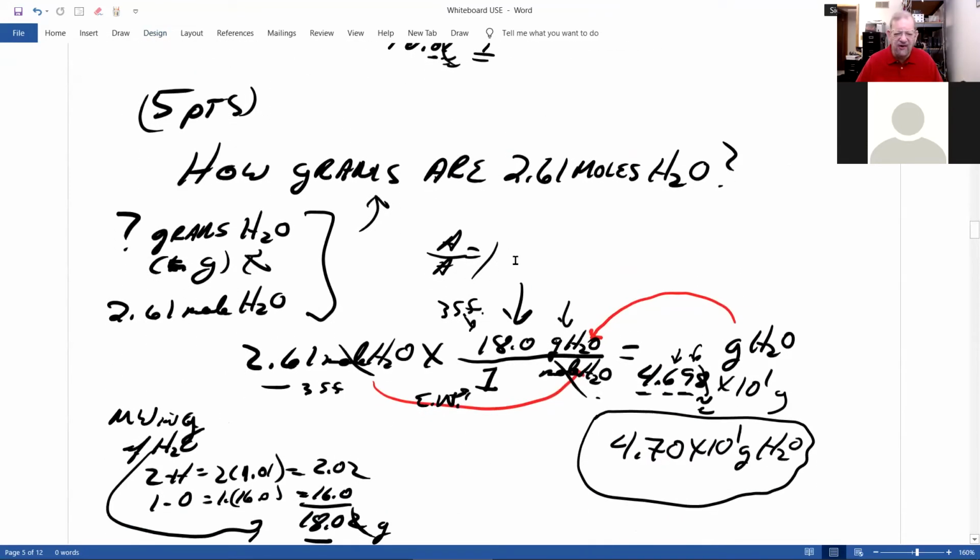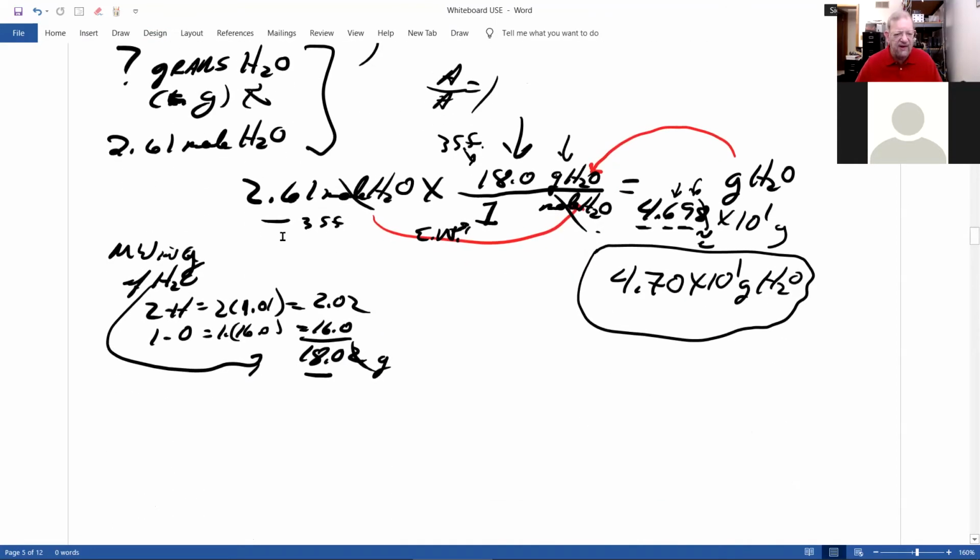How many grams are 2.61 moles of water? We're trying to find grams of water, we're given moles. Use your good buddy unit analysis. This is the only thing I have to start with. What units do I want to get my answer in? Well, you figured it out, grams of water, and you abbreviate grams with a G. Using your good friend, unit analysis, whatever you're trying to get to goes on top of a ratio. Whatever you're trying to get rid of goes underneath.